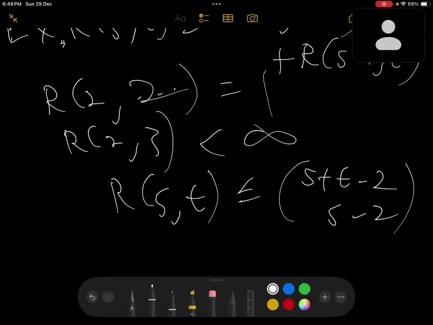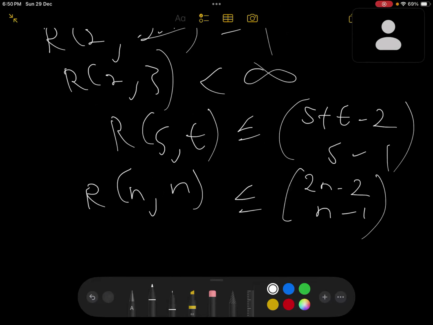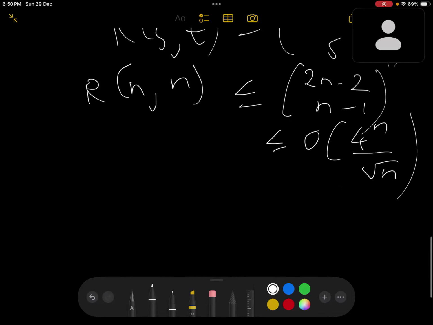It should be s minus 1, I think. No, s minus 1, sorry. Yeah, it needs to be symmetric. You get R(s,t) is at most (s+t-2) choose (s-1). And so you get an upper bound for R(n,n), and that is (2n-2) choose (n-1). If you know Stirling's approximation, that's this type of upper bound, 4 raised to n by root n. So you get an exponential upper bound on R(n,n).